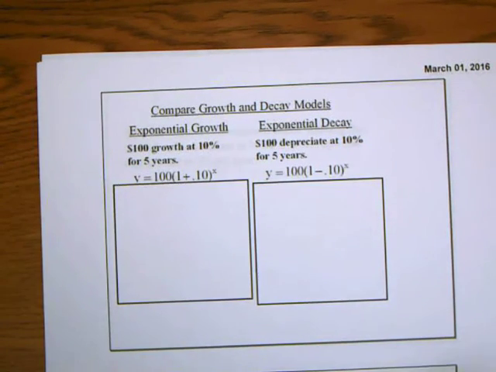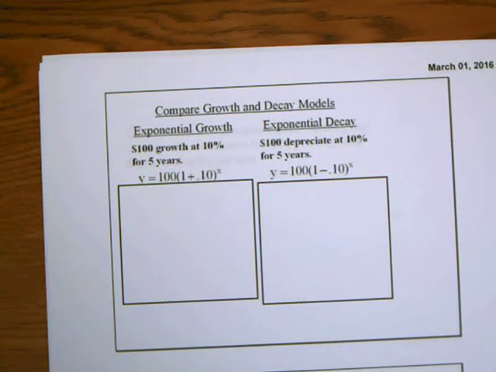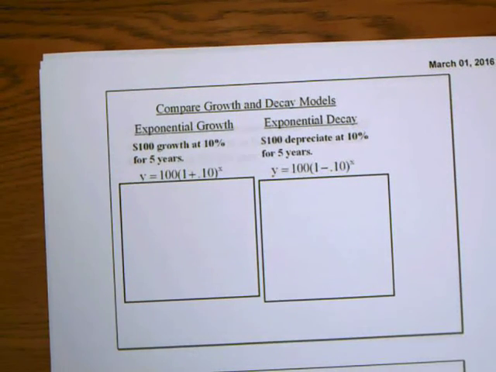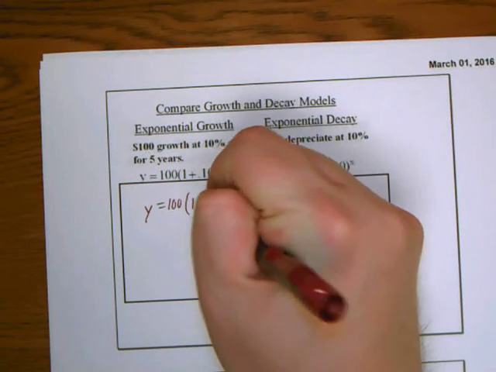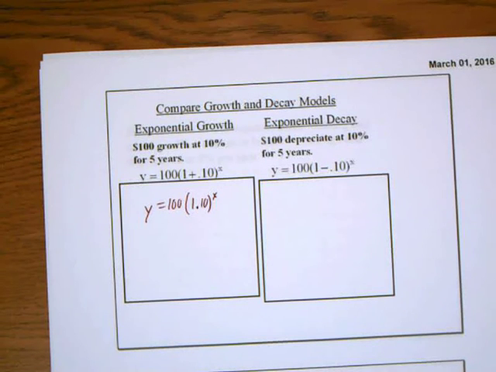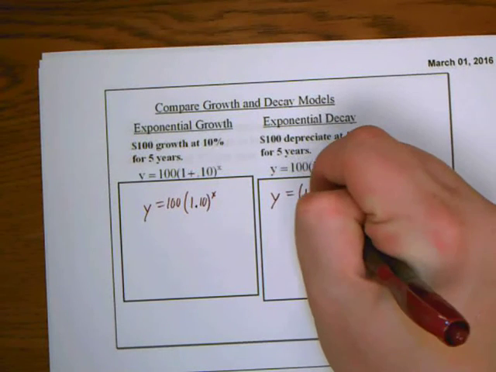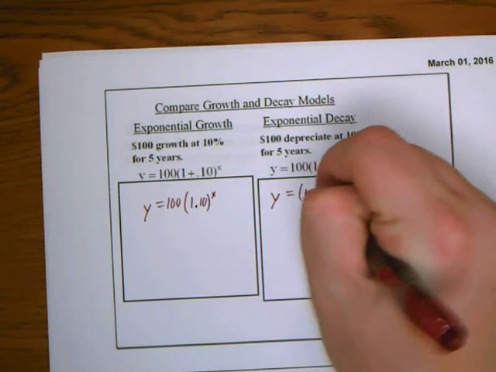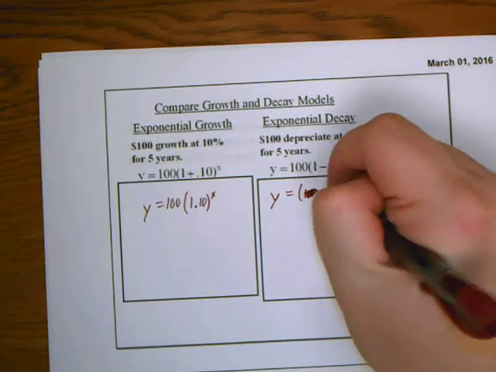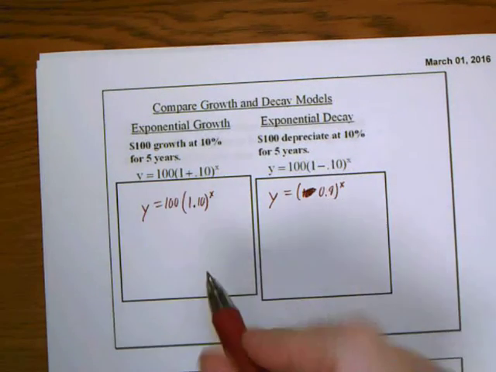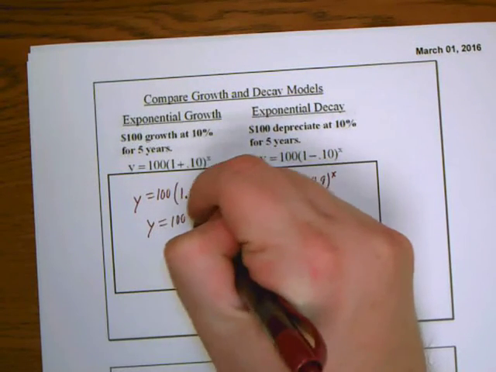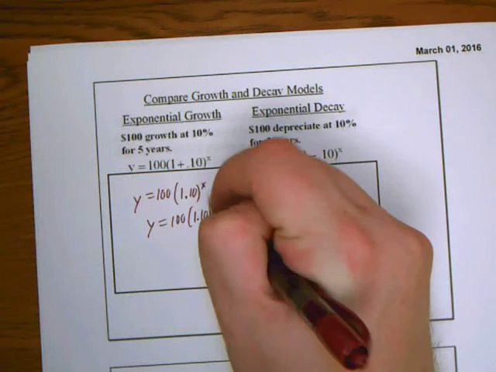All right, one more time, just so we can see the difference between growth and decay. We'll do 2 side by side with the same percentage. So we have $100. One's going to grow at 10%. One's going to decay at 10%. We already have the equations written. When we simplify, notice on the inside that this is going to be bigger than 1. For our decay, it's going to be less than 1. It would be 0.9 to the x.